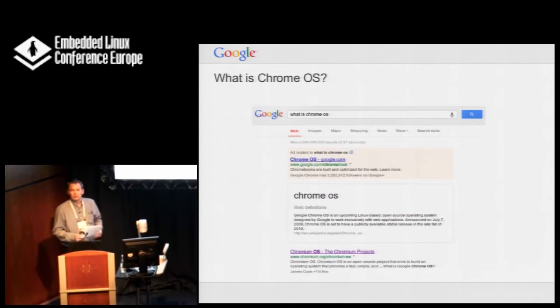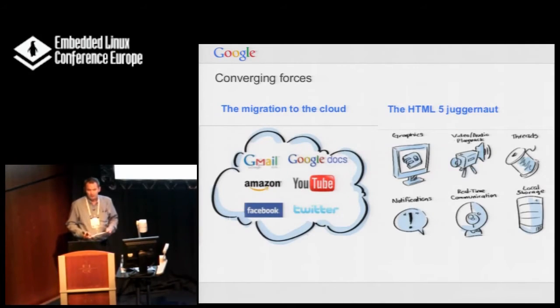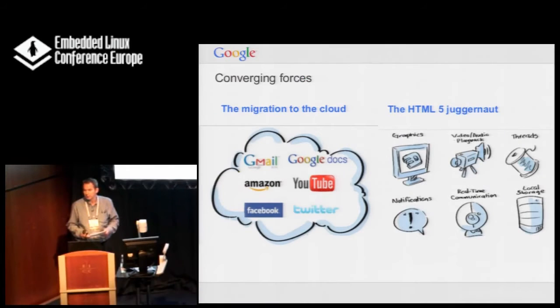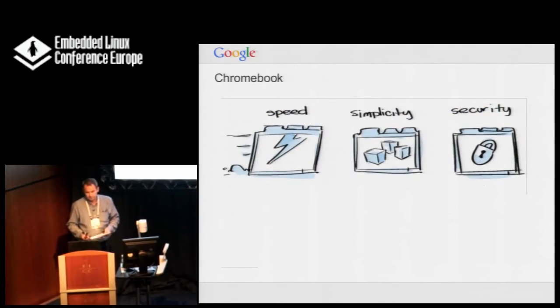So let's start with, what is Chrome OS? Chrome OS came about from two forces: the migration to the cloud, which we're seeing in computing all over the place, and the fact that HTML5 has more and more support for the types of computing things you want to be able to do. So, for example, you didn't used to be able to do 3D graphics in a web browser, you didn't used to be able to do Canvas, you didn't used to be able to do video and audio and so on, and now there are frameworks for all of those things.